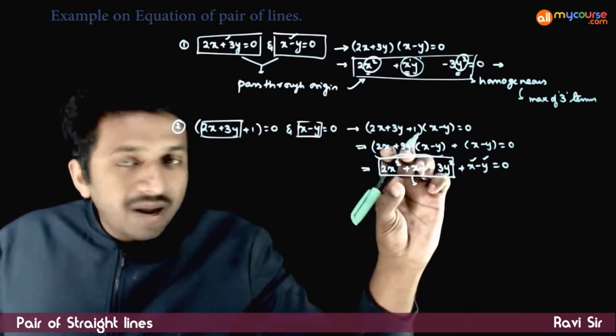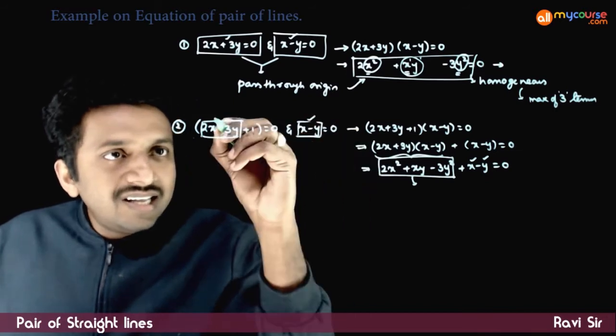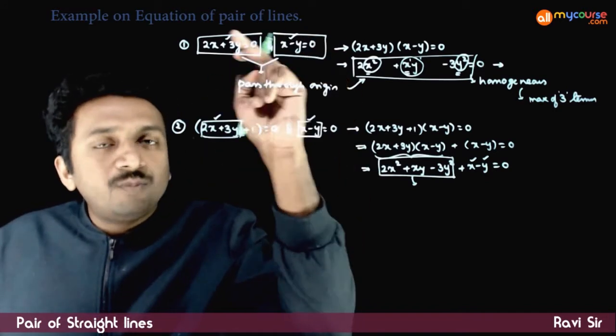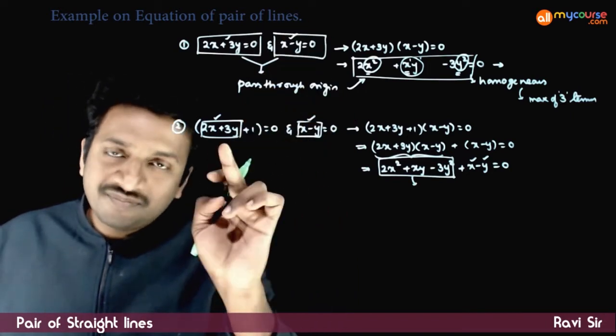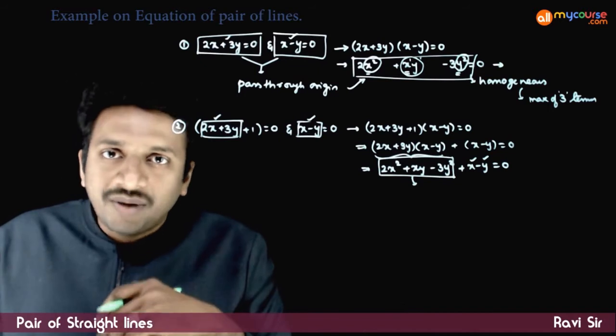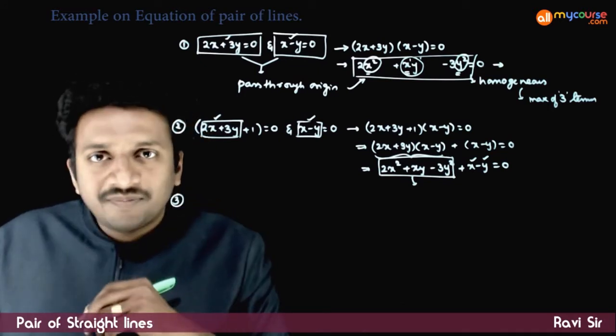That is, the quadratic part of the pair of lines depends only on the linear part of the lines. If the linear part of both the lines is the same, then the quadratic part of the pair of lines also remains the same. Next, let's go to the third example.